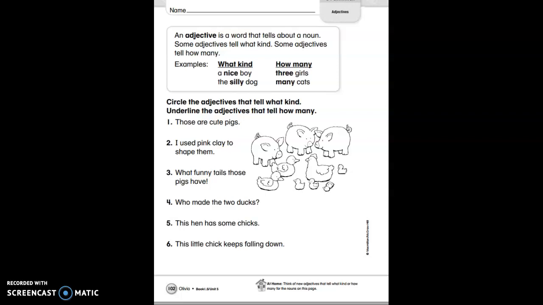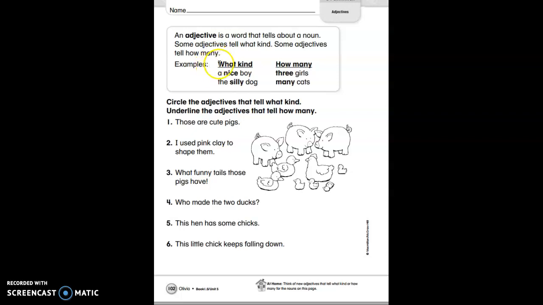Grammar page 102. An adjective is a word that tells about a noun. Do you remember what a noun is? A person, place, or thing. And an adjective is going to tell us about the noun. Some adjectives tell what kind. Some adjectives tell how many.